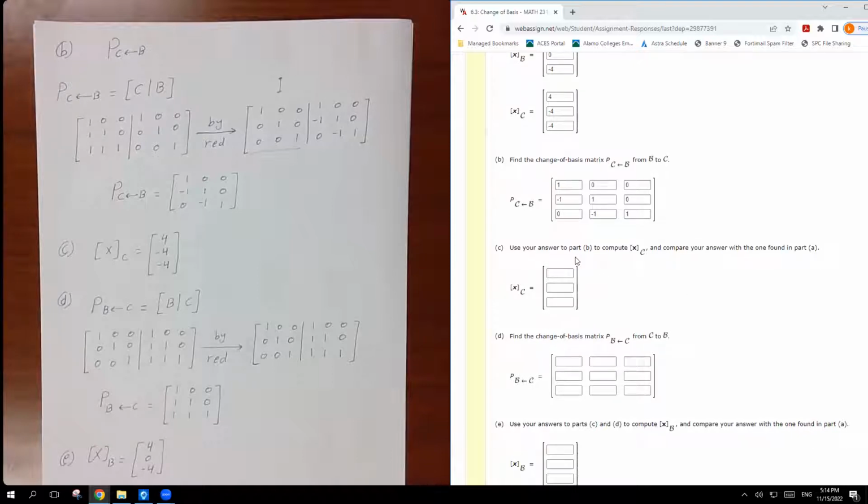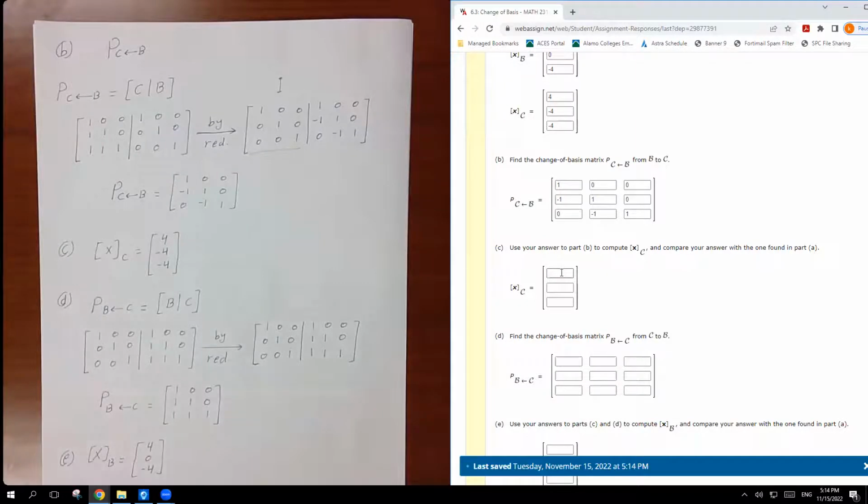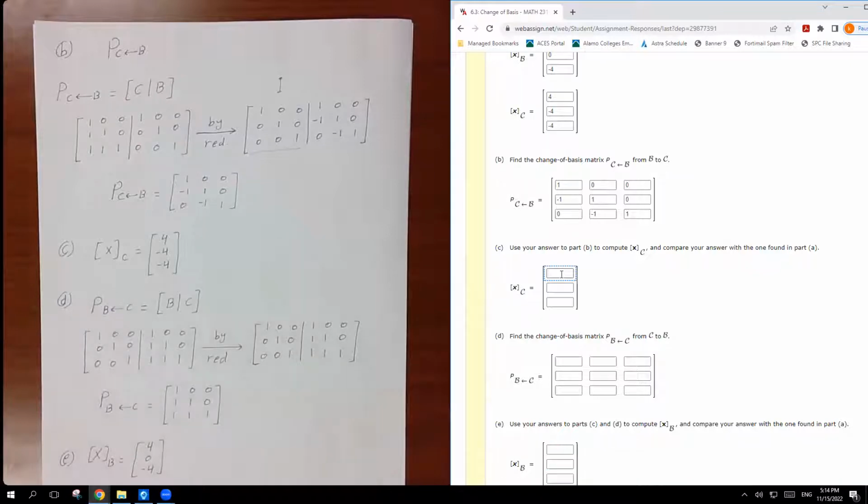Use the answer of part B to write down the coordinate vector with the base C. We already have the coordinate vector with the base C, which is 4, -4, and -4. We already have it, 4, -4, and -4.